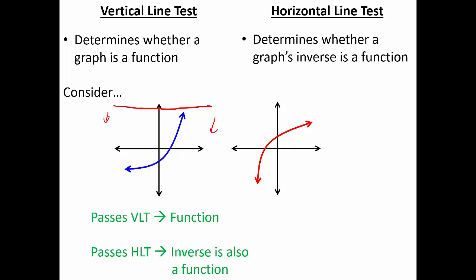Now, before we move on, just a bit of vocabulary. If a graph passes both the vertical and horizontal line tests, we describe that graph or that function as one-to-one. So if you see that phrase one-to-one, I'm simply telling you that the function passes both the horizontal and vertical line test. In other words, both the function and its inverse are functions.